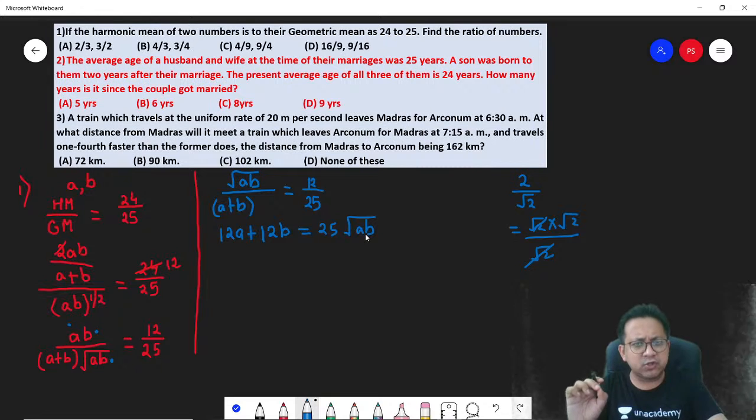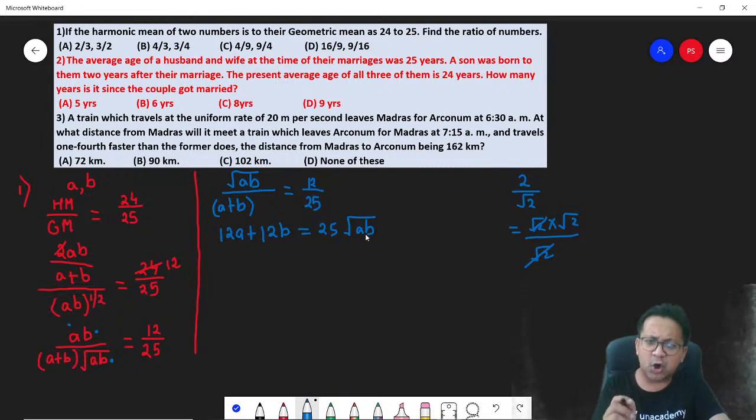You have to check what values of A and B will satisfy this equation. That is one way of solving. Another way is to solve this equation directly. The choice is up to you. Either you substitute the answer options and check which one satisfies, or you can solve the equation.